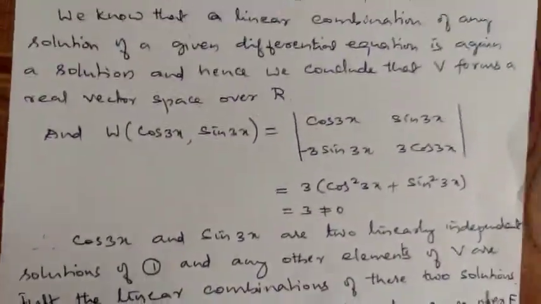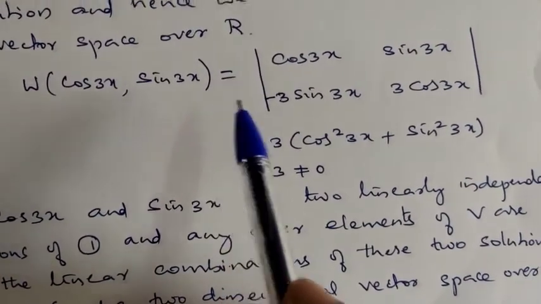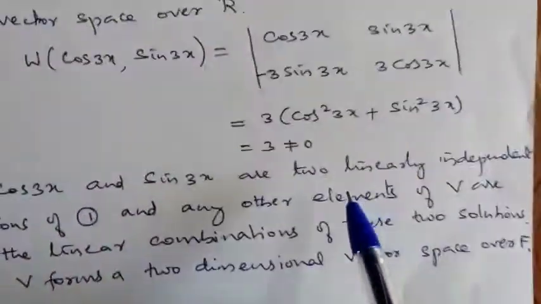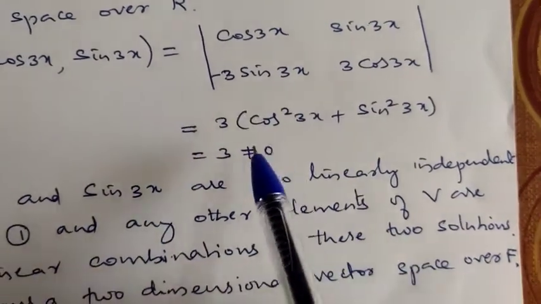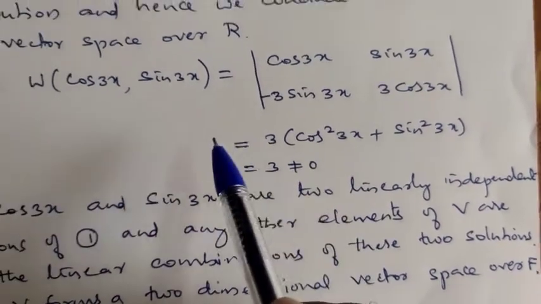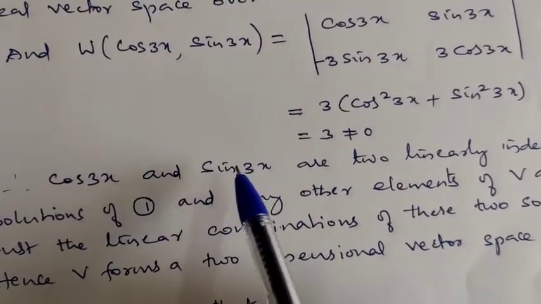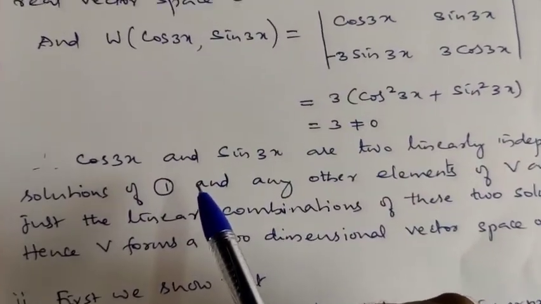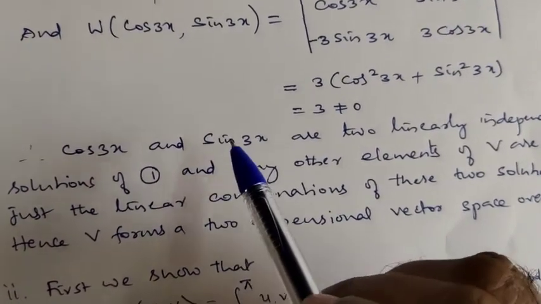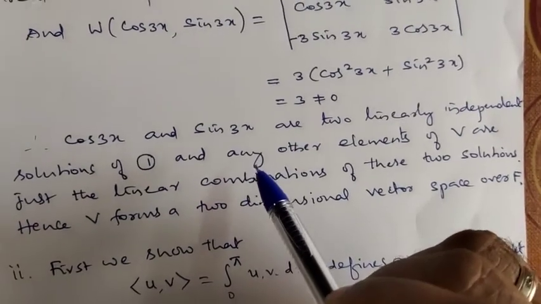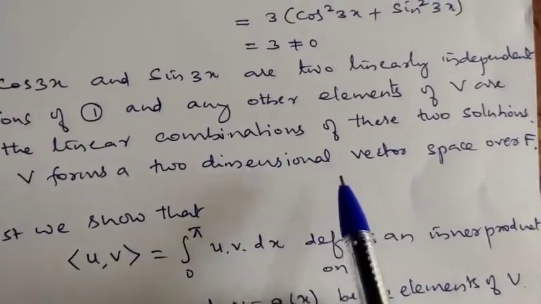Now, say you consider the Wronskian of these solutions. W of cos 3x, sin 3x is the determinant with rows cos 3x, sin 3x, and their differentiation, minus 3 sin 3x, 3 cos 3x. If you evaluate this determinant, you find that it is equal to 3, which is non-zero. Wronskian non-zero means these are linearly independent solutions. Cos 3x and sin 3x are two linearly independent solutions of the given differential equation, and we know that any other solution is just a linear combination of these two solutions. Therefore, V forms a two-dimensional vector space.